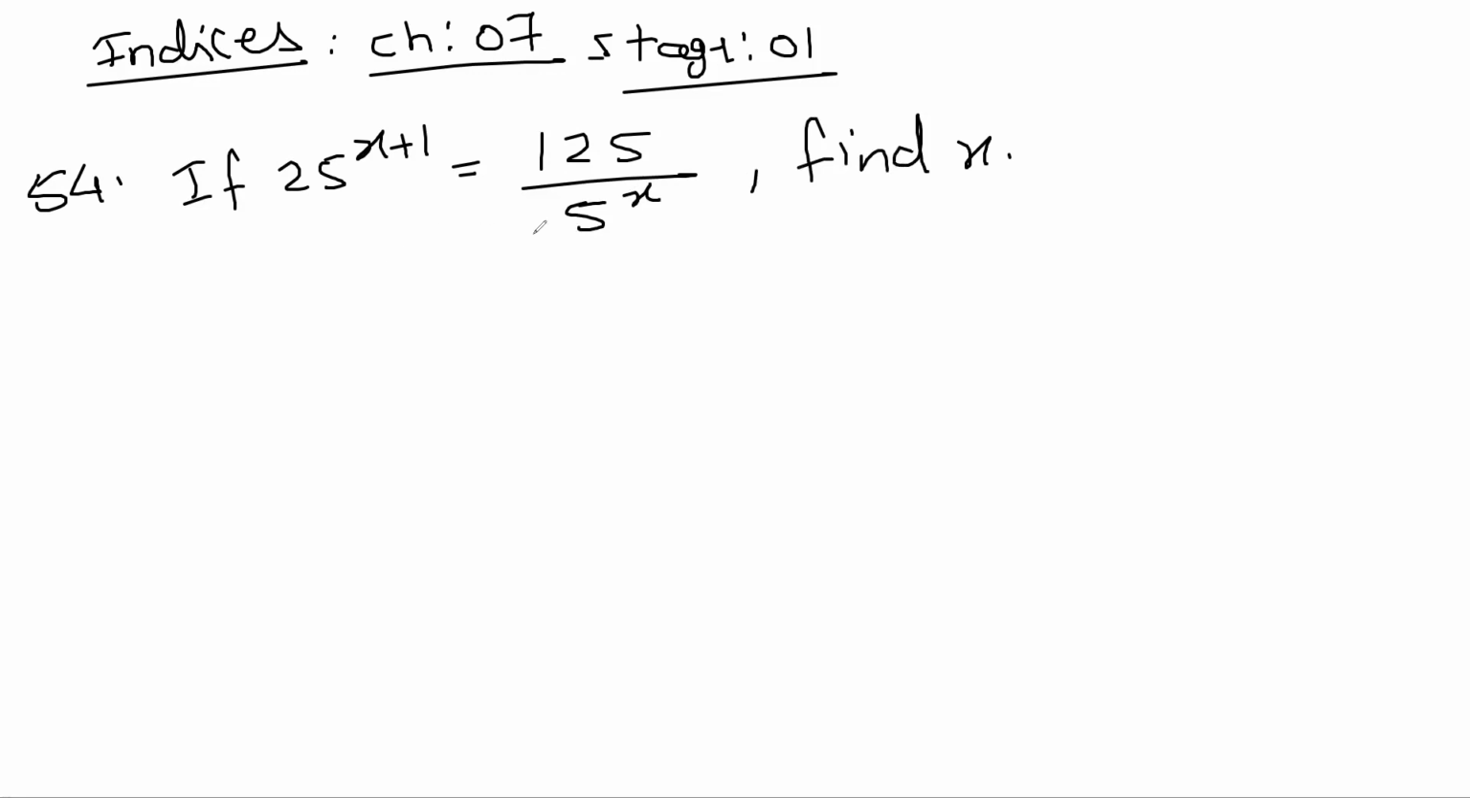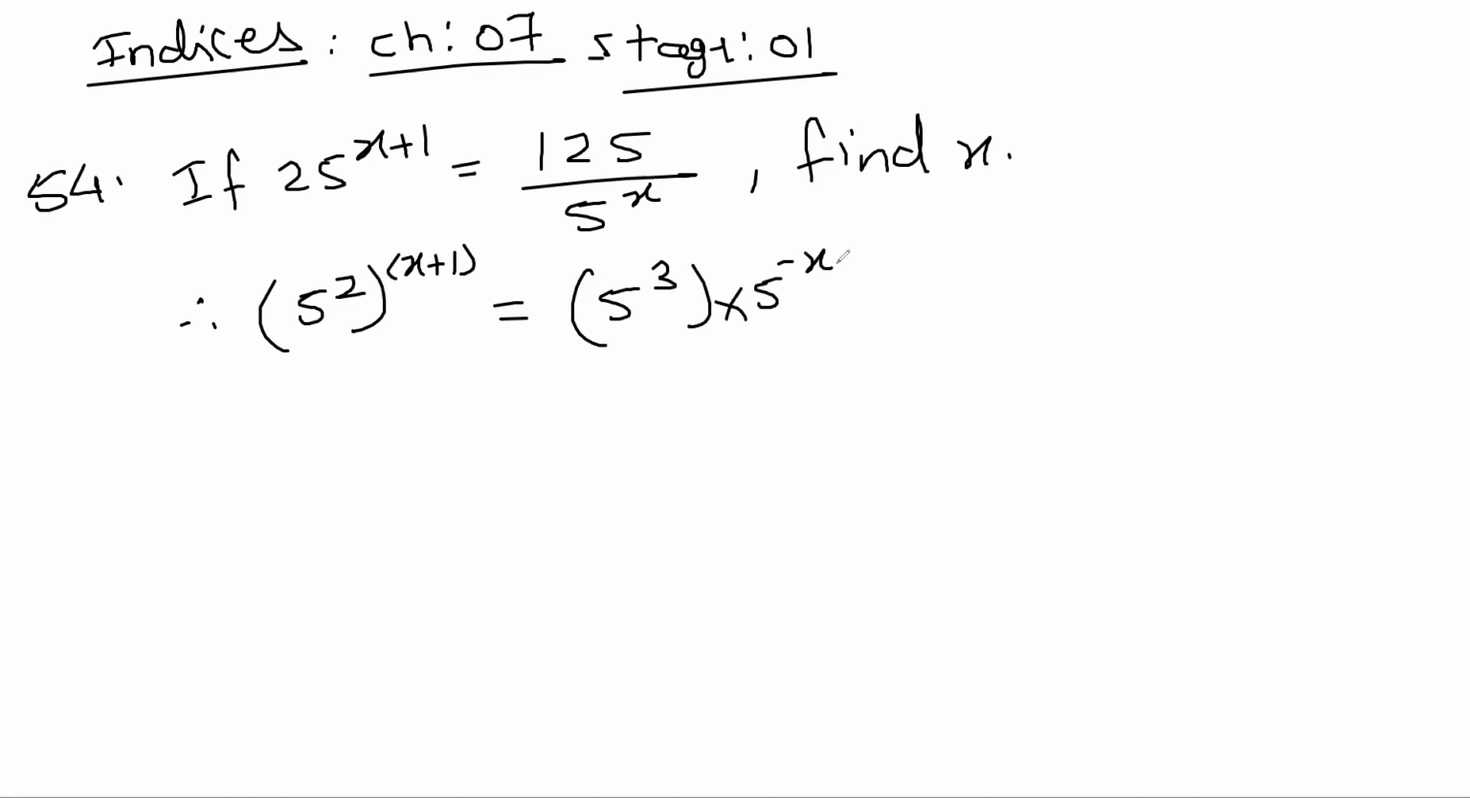So the first step we can do is convert this 25 as 5 square raised to x plus 1. Make a habit to always put brackets. 125 is 5 cube, and by using laws of indices, 1 upon 5 raised to x will become 5 raised to minus x. What are the reasons here? 25 is 5 square is the reason, and 1 upon 5 raised to x will be 5 raised to minus x.